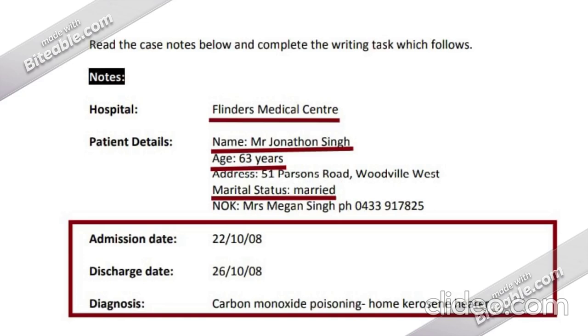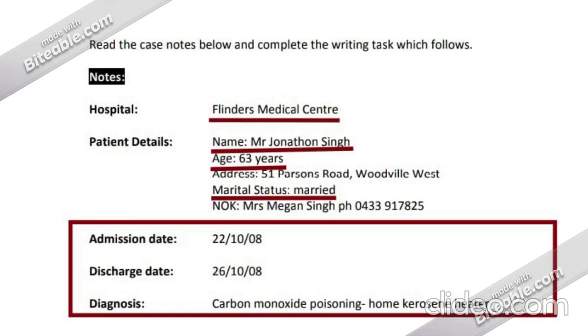That is an important point, because here you don't know whether this director is a medical person or a non-medical person. So you have to write in simple sentences, not like medical language. You can see the address here and nothing else. They didn't give anything else. Then we will start from the beginning. The case note starts: the hospital name is Flinders Medical Center where you're working. Patient name is Mr. Jonathon Singh, age 63 years.